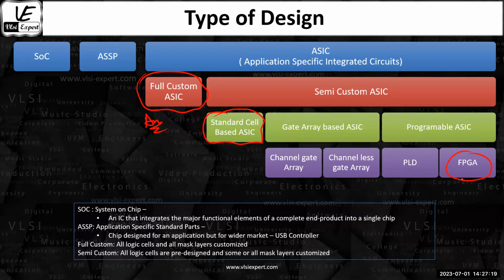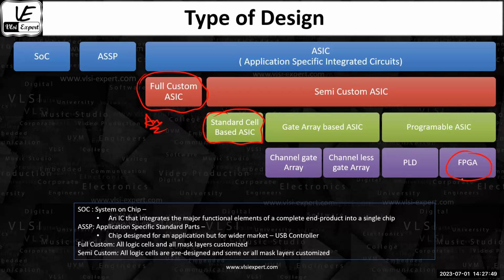Fully custom means you have to do everything from scratch. From the time to market perspective, FPGA is fast, but you don't have flexibility in terms of the size. Standard cell is basically the second stage. It takes time, but you have flexibility in terms of the size. Fully custom will take a lot of time, but you have a lot of flexibility in terms of the size.